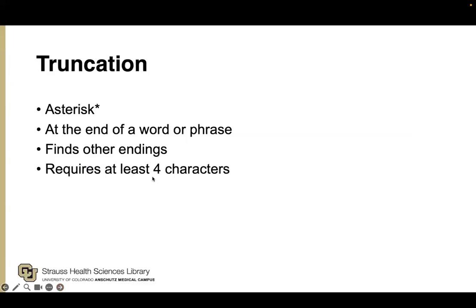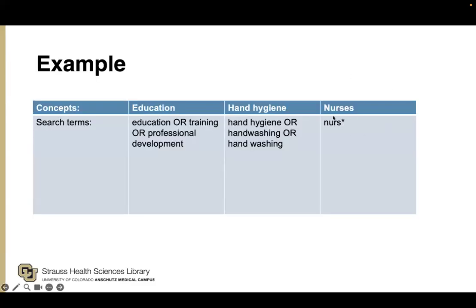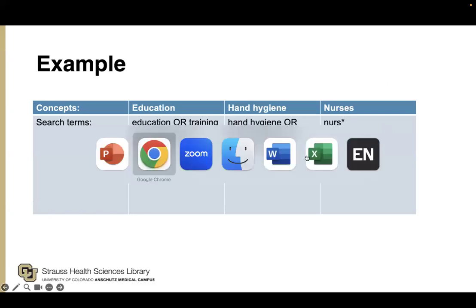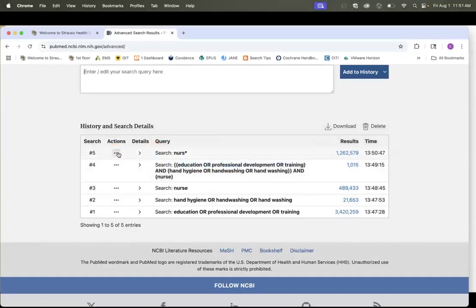One other thing about truncation is that you do have to have at least 4 characters. So NURS is working great because there's 4 characters. But if we just did NUR, we would get an error result because it's too short of a stem. 3 letters is too short. So that's one limitation of truncation. So we would reflect in our search matrix that we added the asterisk, and then we could recombine.